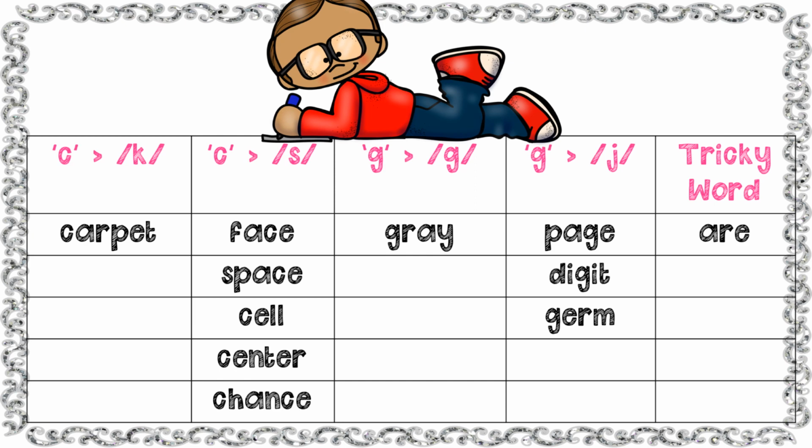The next word is digit. Digit. Now let's touch spell the word digit. D-I-J-I-T. Digit. Now let's write it. Put your finger in the air. D-I-G-I-T.